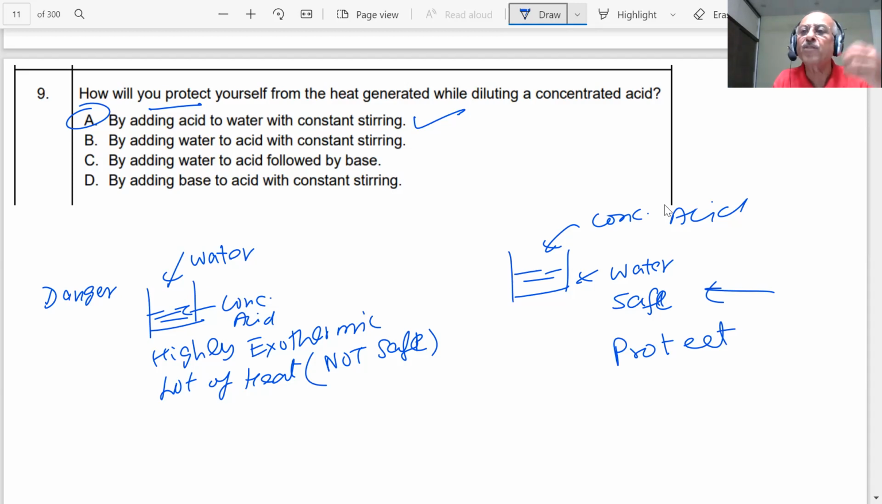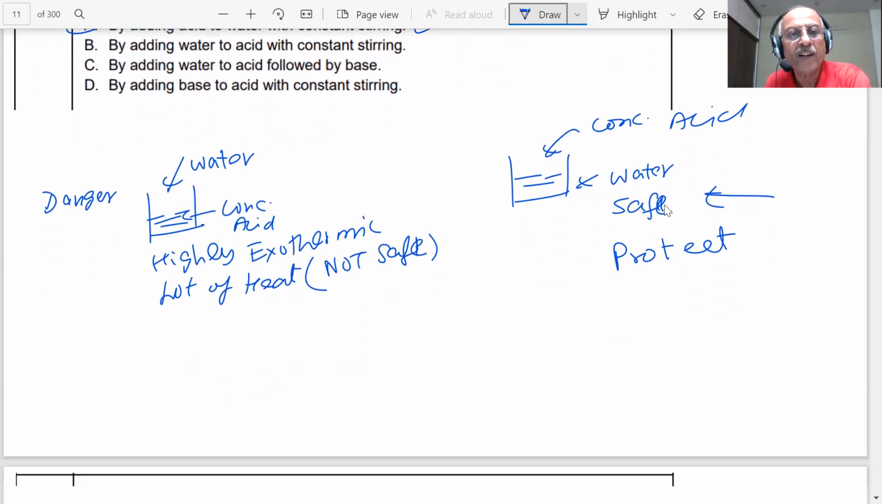But if you have concentrated acid and pour water on it, what will happen? A large amount of heat will be liberated and it will cause severe burns on our face. So adding acid to water with constant stirring is the correct answer, as I have explained to you. Okay, next question.